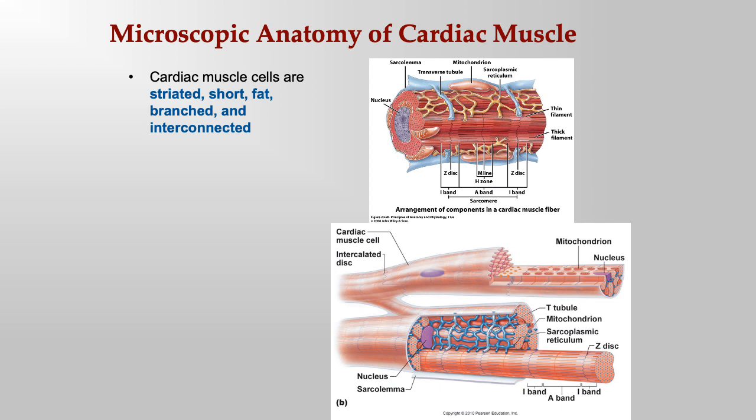So cardiac muscle cells are striated, short, fat, branched, and interconnected, which coincidentally is an exact description of my girlfriend my freshman year of high school.